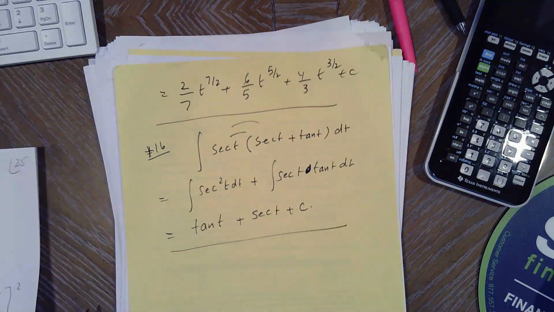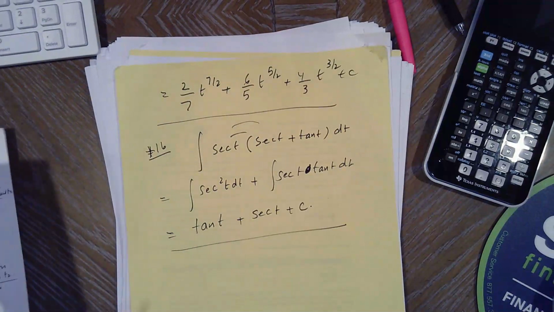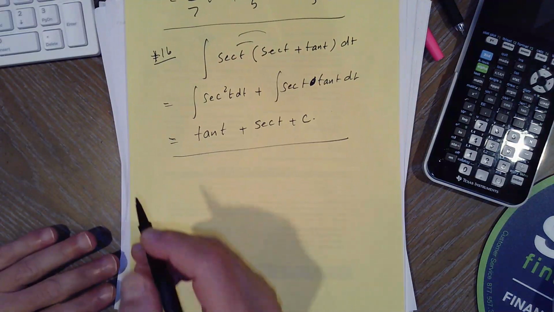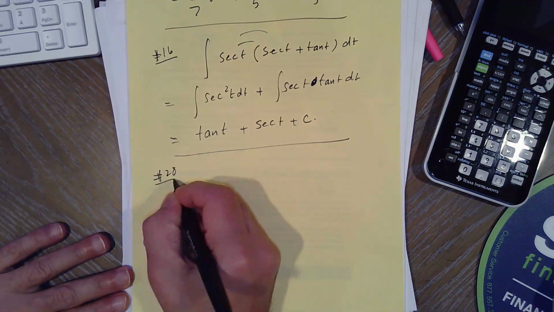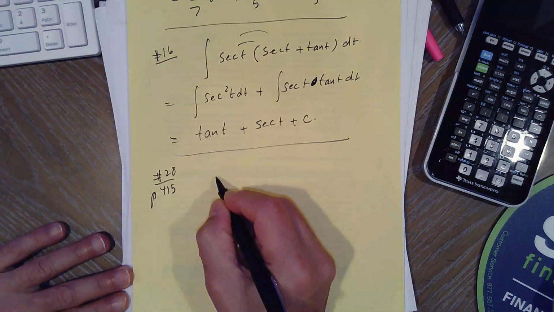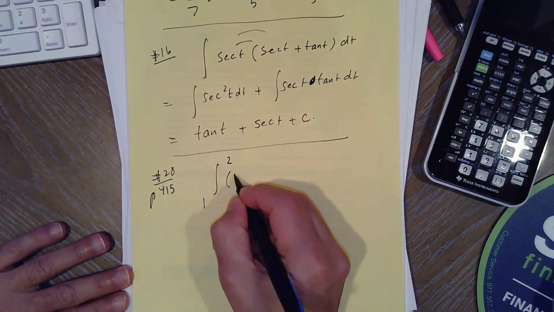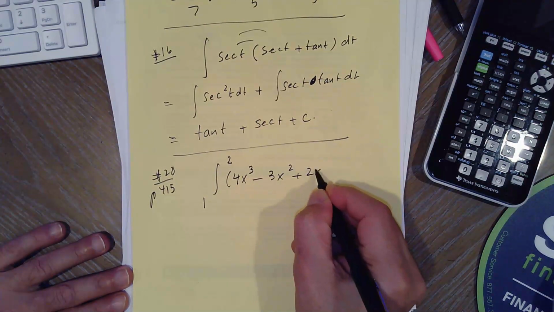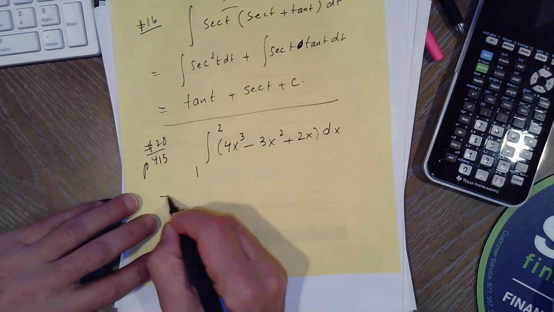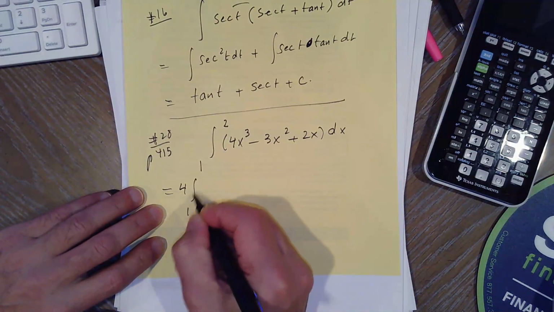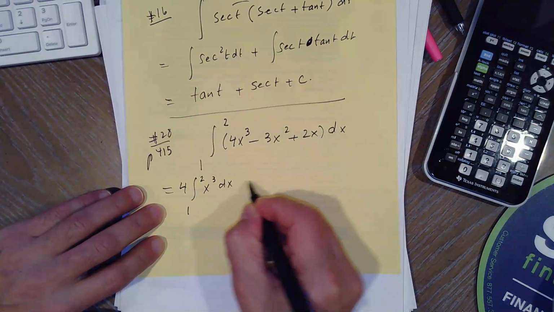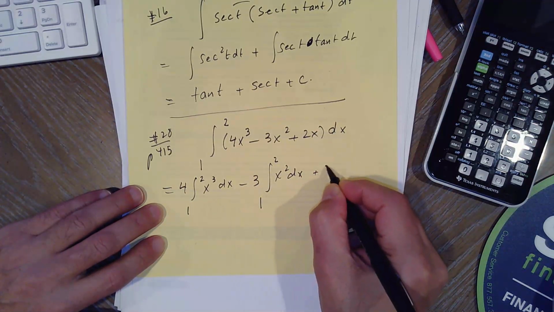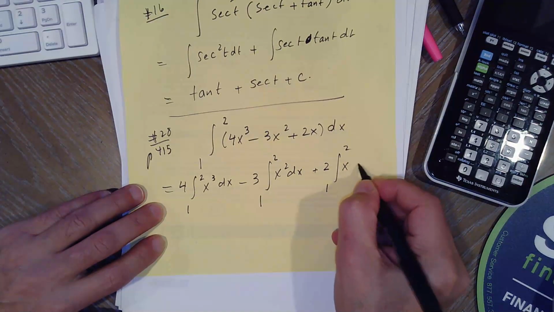Let's do now definite integrals. Page 415. The integral from 1 to 2 of 4x cubed minus 3x squared plus 2x dx. So this is 4 integral from 1 to 2 x cubed dx minus 3 integral from 1 to 2 x squared dx plus 2 integral from 1 to 2 x dx.